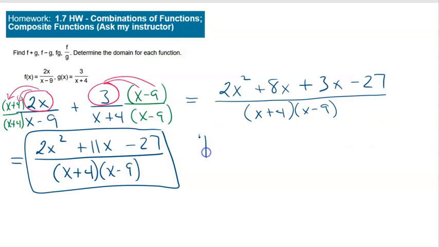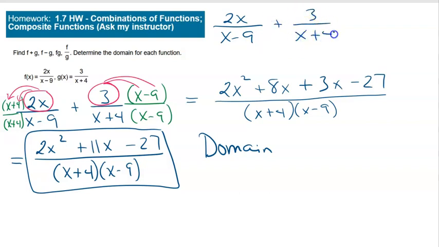Now let's talk about the domain. Now here's the deal. When you look at domain, my suggestion is don't look at the simplified version. Go back to before you added these together, before you simplified. So way back up here before I found a common denominator. Notice I'm writing at the top of the screen now. 2x over x minus 9 plus 3 over x plus 4.